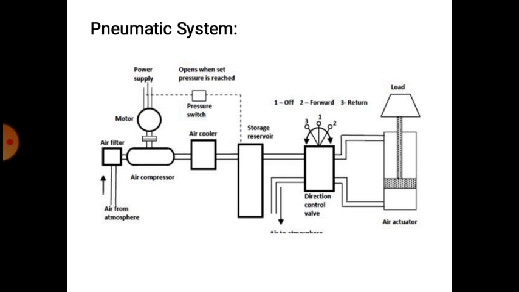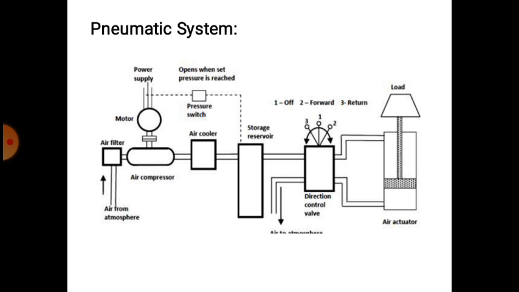So in the hydraulic system the oil which is used will return to the reservoir. Here the air after doing the work in the actuator is exhausted in the atmosphere. So the components of the pneumatic systems are compressor, air cooler, reservoir, direction control valve and actuator. Here also the actuators are linear type or rotary type.